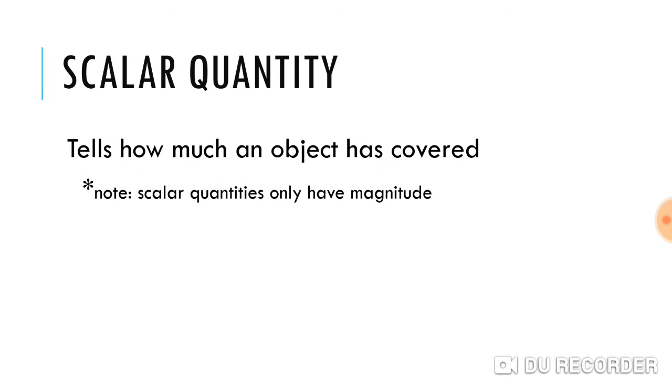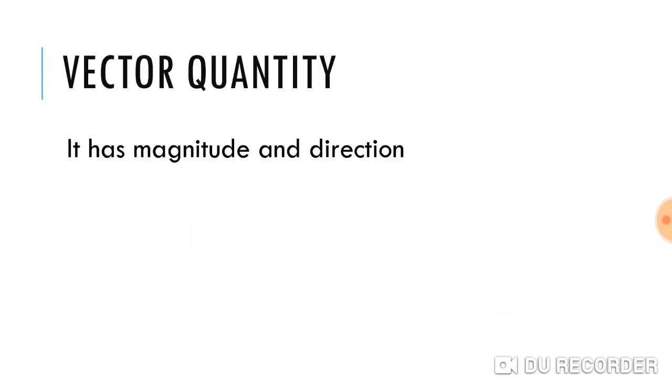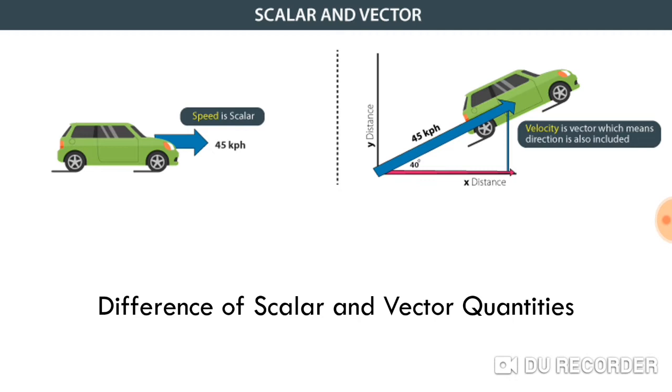So, scalar quantity tells us how much an object has covered. Note that scalar quantities only have magnitude. While vector quantity has both magnitude and direction. This is the difference of scalar and vector quantities. As you can see in the left picture, speed is considered scalar, while in the right picture, it says that velocity is vector, which means direction is also included.